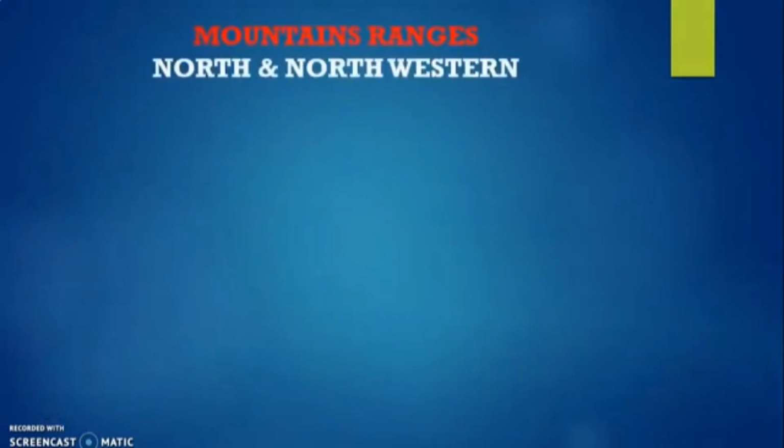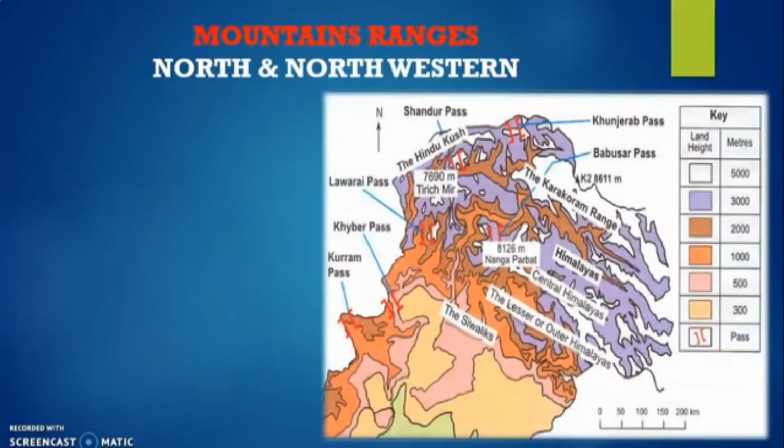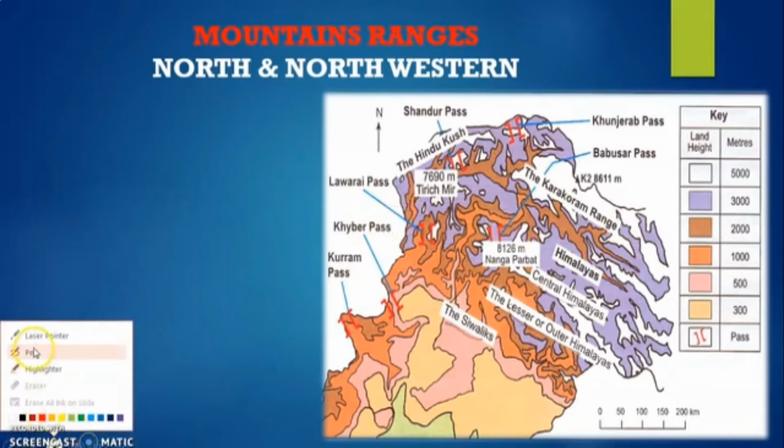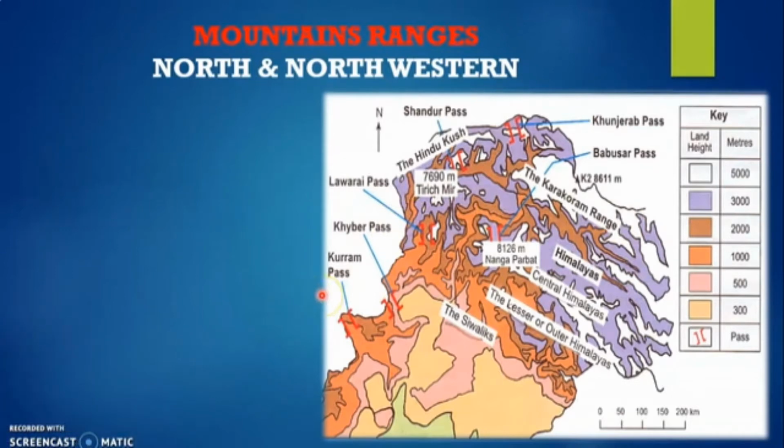Starting from the very first topographic region of Pakistan, the mountain ranges of the north and northwest. As I said, I'm going to discuss the relief and the drainage of all these regions. I'm going to discuss the relief first of all, and I'll move in order. Here we have a map on the screen, for the north and northwestern mountain ranges of Pakistan. Let me use a laser pointer so that I can point out the places. So let's start from the very first one.